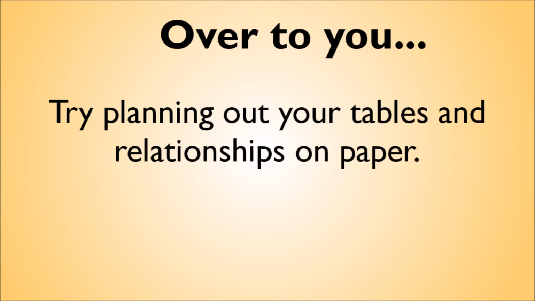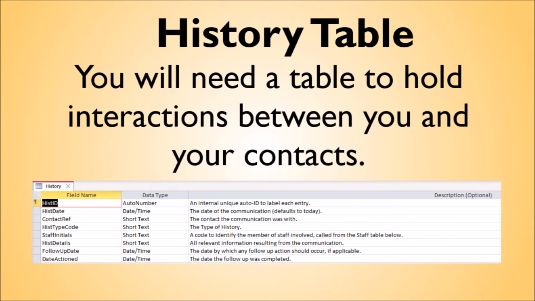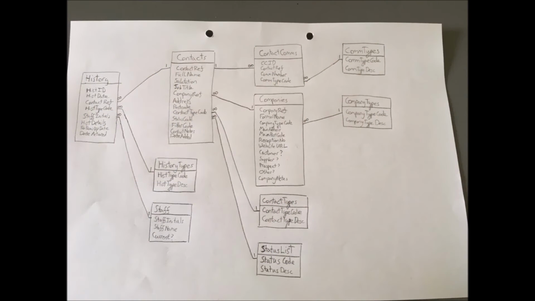So using these examples, try and set out on paper all the tables and fields you want in your database and all the relationships you want to make between them. Remember, you'll want a table to hold information on all your interactions with your contacts, which will form a substantial part of your database. In our example, we call this table history. When you are done, your plan might look something like this.